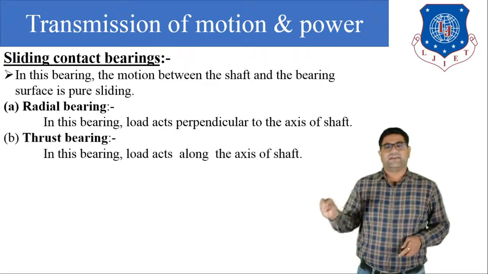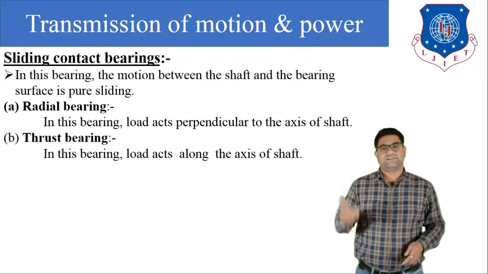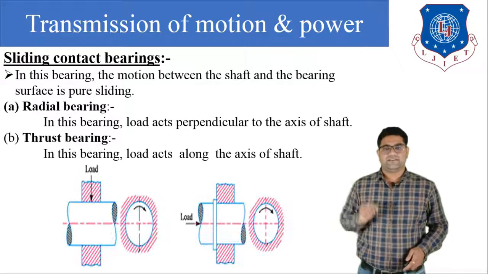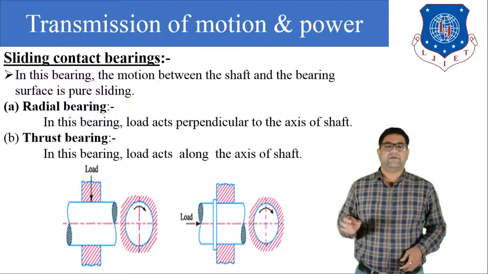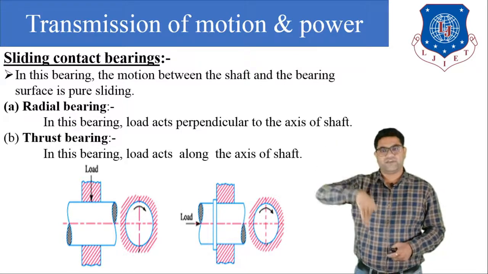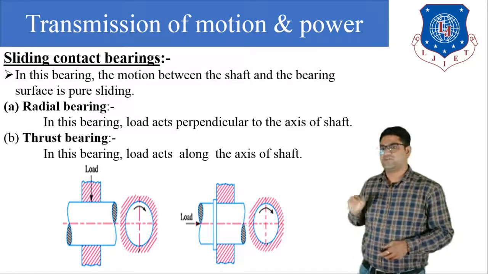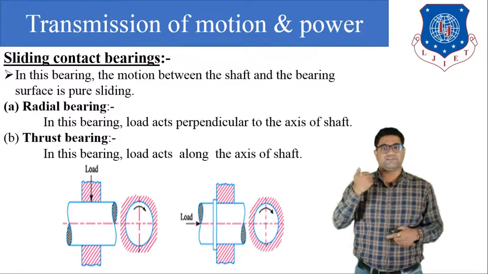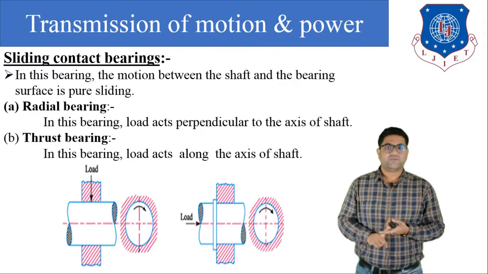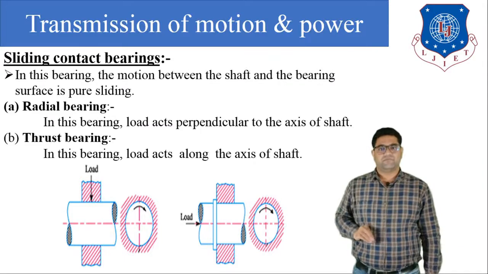We can categorize the sliding contact bearing into two types. First is the radial bearing and second is the thrust bearing. You can see from this figure that in the radial bearing the load is perpendicular to the axis of the shaft. Here you can see from figure number 1 that the load is perpendicular to the axis of the shaft. So to bear this kind of load we generally use the radial bearing.